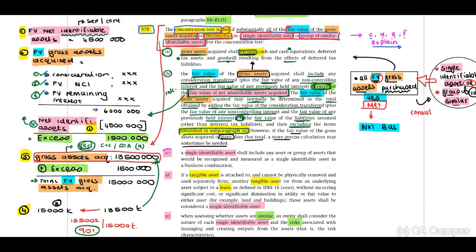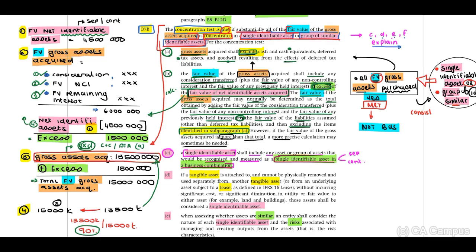Let's look at paragraph C. A single identifiable asset shall include any asset or group of assets that would be recognized and measured. Recognized, remember, your journal, measured, your calculation, the amount, as a single identifiable asset in a business combination. Therefore, guys, your separability criteria and your contractual criteria. Refer to the definition, please. Single identifiable asset in terms of a business combination.